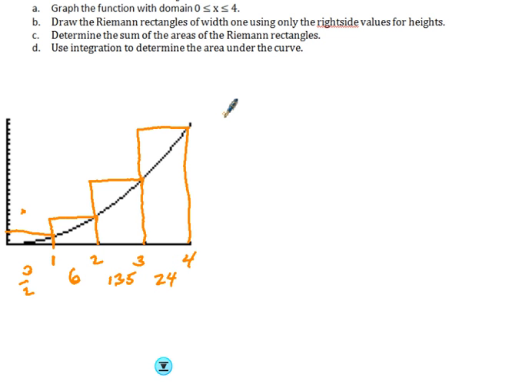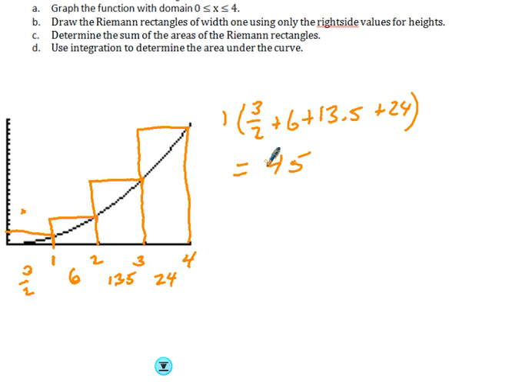What we can do is take the width, which is 1, multiply it by the sum of all the heights. 3 halves, or 1.5, plus 6, plus 13.5, plus 24. Now since the width was only 1, that's not going to have too much of a factor, but when you multiply them all out, add them together, you end up with a grand total of 45.